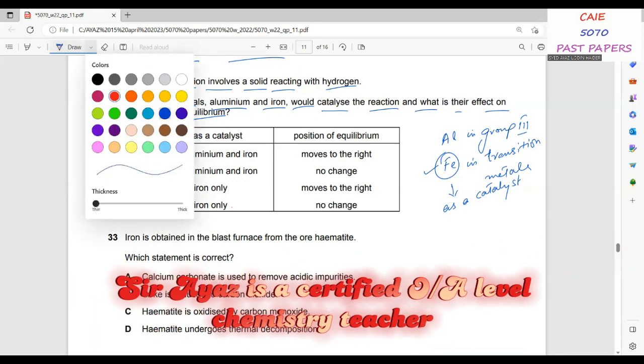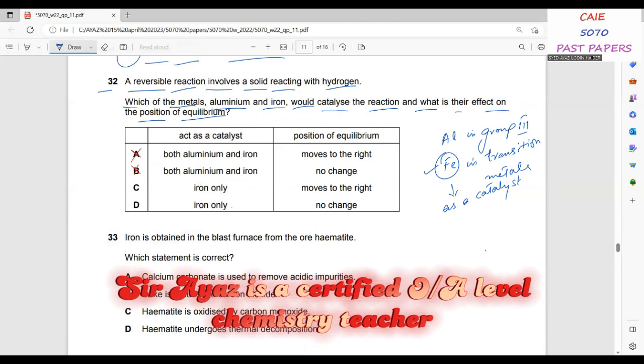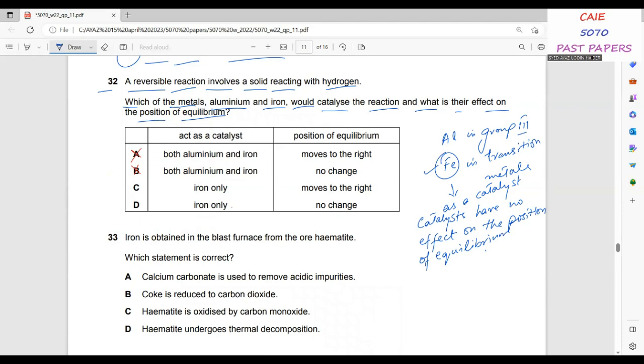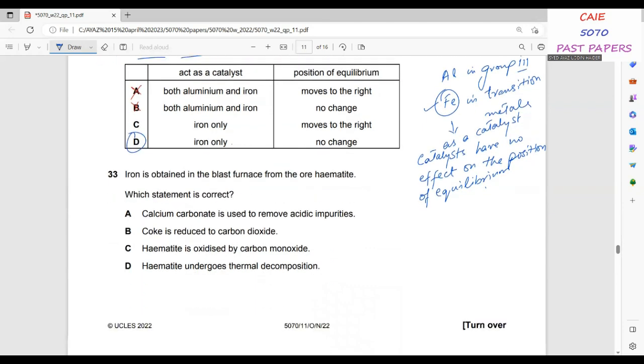Now, second point: what will be the effect of a catalyst on the position of equilibrium? Catalysts have no effect on the position of equilibrium because they increase the rate of both the forward and backward reaction. So it means it has no effect. Overall, there will be no change. So only choice D will be the right answer in this case.